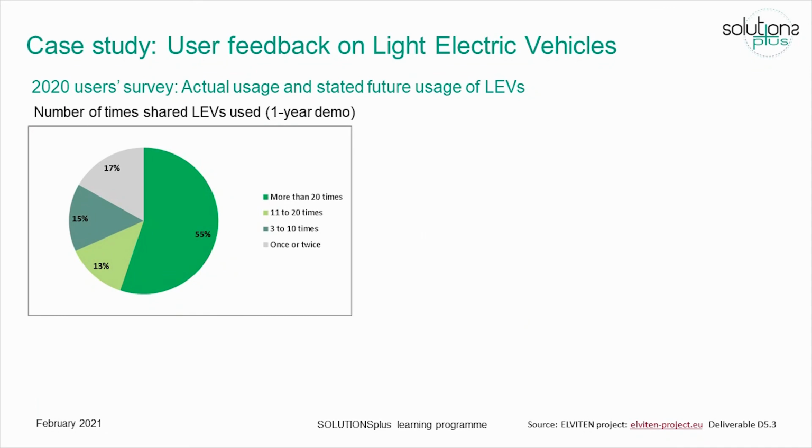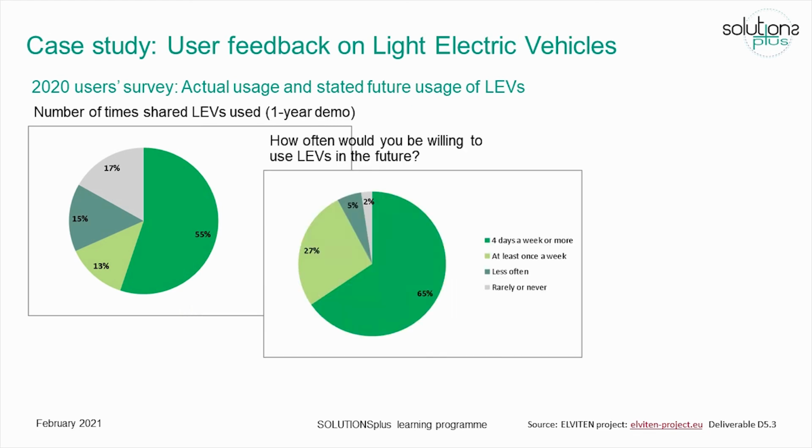After the end of the demonstrations, users were asked the number of times they used the service during the length of the demonstration, which was almost 1 year. Just over half, 55%, used the vehicles more than 20 times. We also asked how often they would be willing to use light electric vehicles in the future, and around 2/3 said regularly, at least once a week. And then finally we asked, has using light electric vehicles become a habit for you? And just over half said not yet, but potentially in the future.